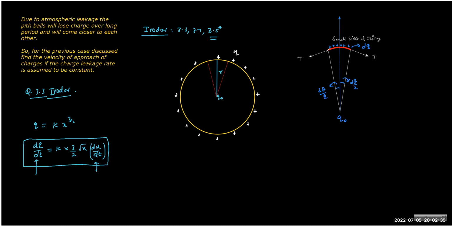And we know that the tangent to the radius is 90 degrees. So we are looking for the component of tension towards the center. So I'm looking for this component. If this is d theta by 2, this is also d theta by 2. So this is how much? 90 minus d theta by 2.